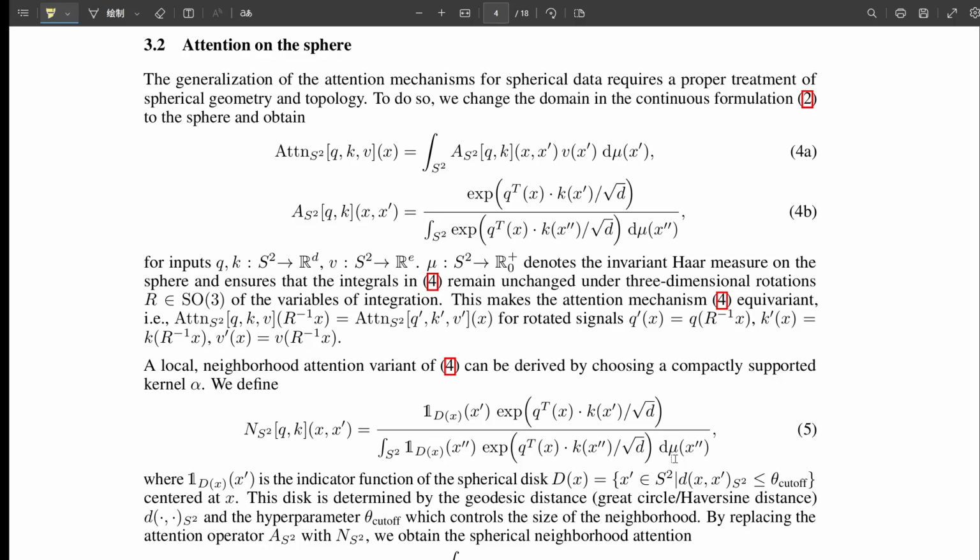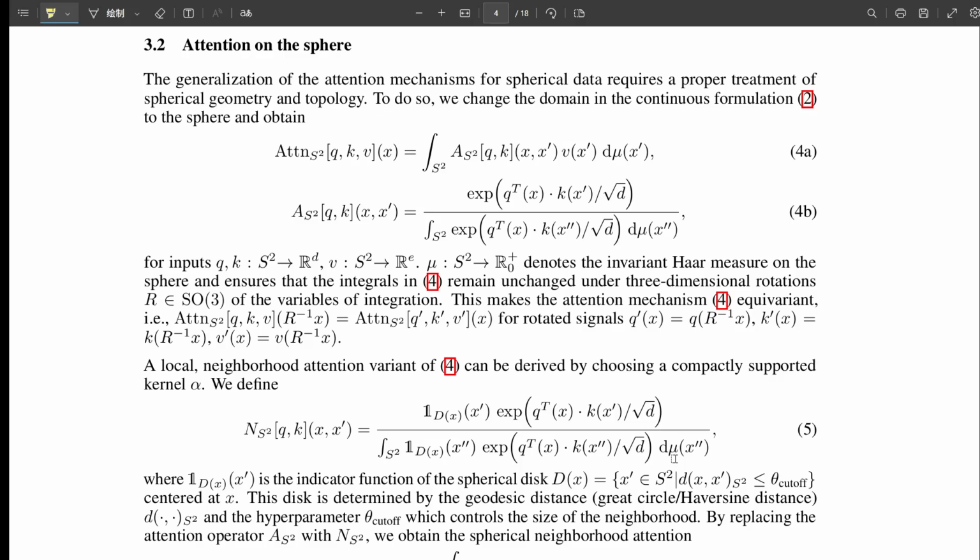Neighborhood. So limiting the scope of attention. Exactly. Instead of every point attending to every other point globally, each point only attends to other points within a defined neighborhood around it. And how do you define a neighborhood on a sphere? It's not just a square grid. They use the geodesic distance, the shortest path along the curved surface of the sphere. They set a cutoff distance, theta cutoff, and the neighborhood includes all points within that geodesic distance. Okay, so it's like drawing a circle on the sphere's surface around each point. Pretty much, yeah. And this drastically reduces the computation. Instead of N squared, the complexity becomes roughly O(kN), where k is the average number of points in a neighborhood. Much, much more scalable.